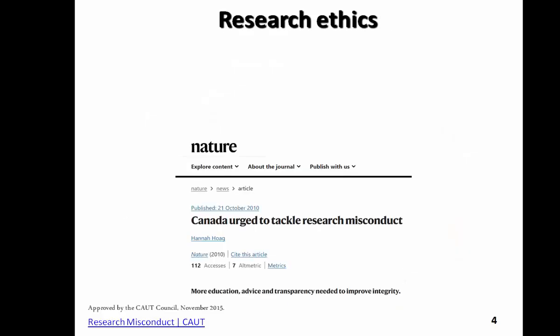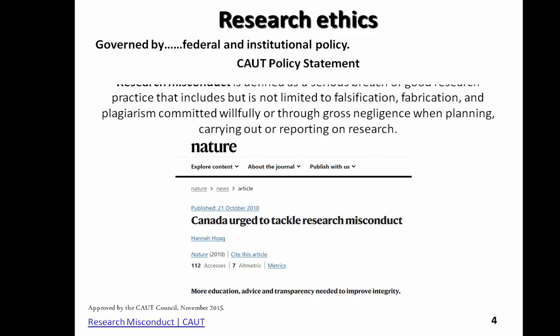The link below here, An Unwelcome Discovery, is an article in the New York Times that chronicles the Eric Pullman affair. In terms of how research ethics are governed, these policies are governed at the federal level and within individual institutions. An interesting article published in 2010 in the journal Nature addressed the need for Canadian institutions to take research misconduct more seriously. And as a result, various institutions and organizations developed policies that addressed research ethics and specifically research misconduct.